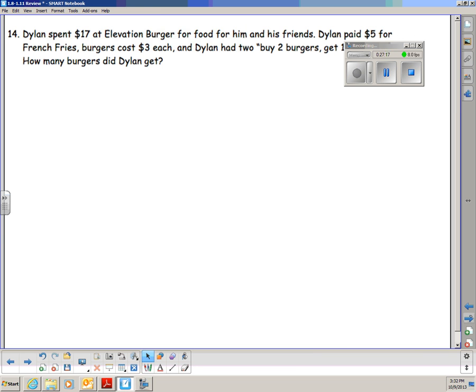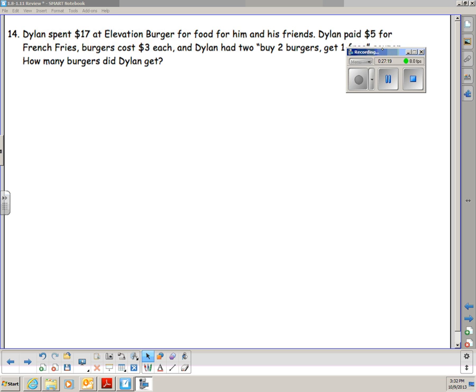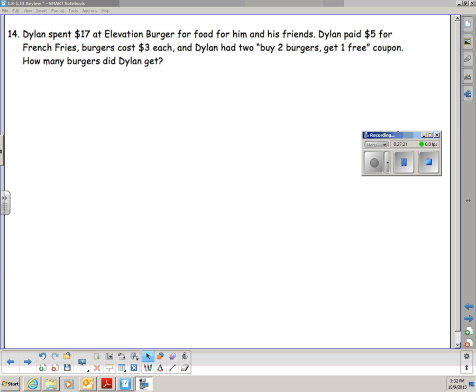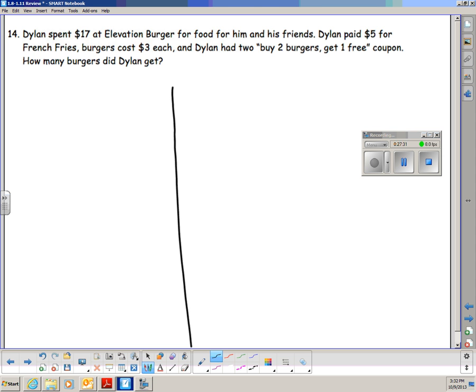Number 14. Dylan spent $17 at Elevation Burger for food for him and his friends. Dylan paid $5 for French fries. Burgers cost $3 each, and Dylan had buy 2 burgers, get 1 free coupons. I should have said coupons instead of coupon. How many burgers did Dylan get?